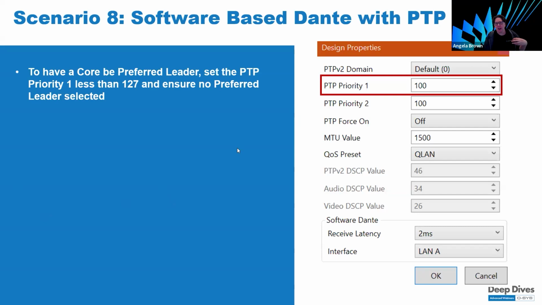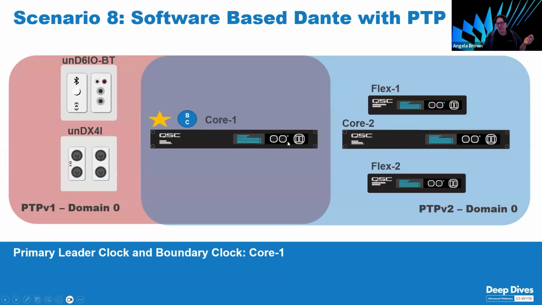Okay, so getting through this scenario, we've already added software Dante in our core, so we know that our core is the boundary clock. And now if we actually come in and we change our PTP priority one to something less than that magical 127 number, then we are in a situation where the core is now clock leader and the boundary clock. This is really an ideal situation.